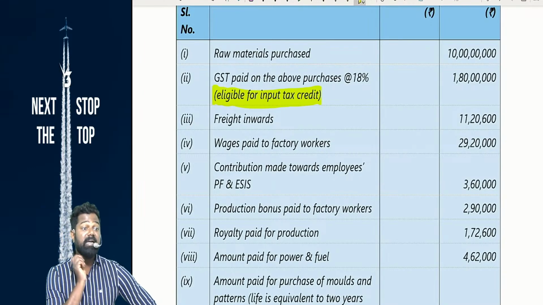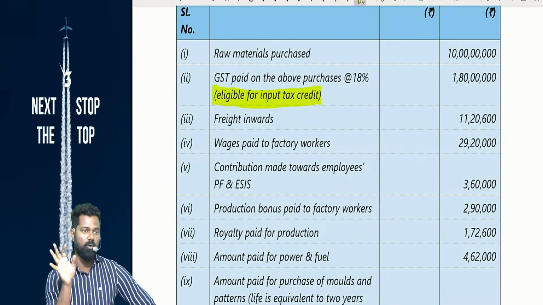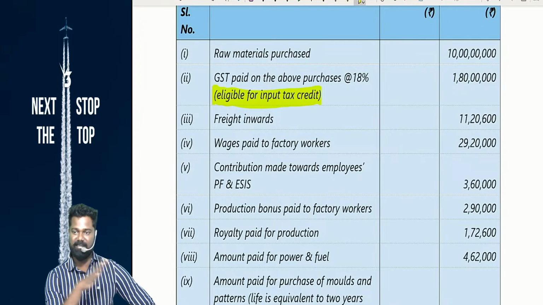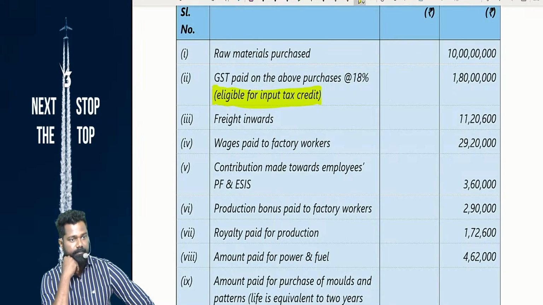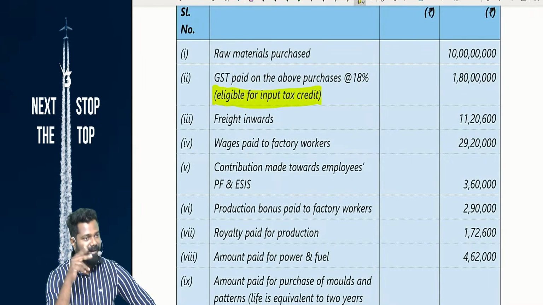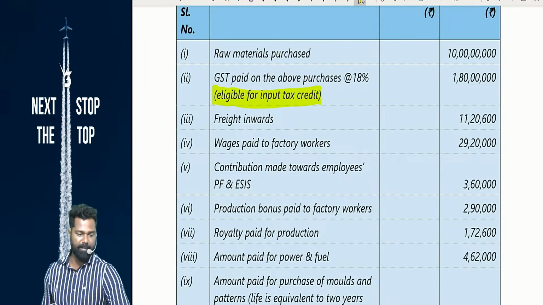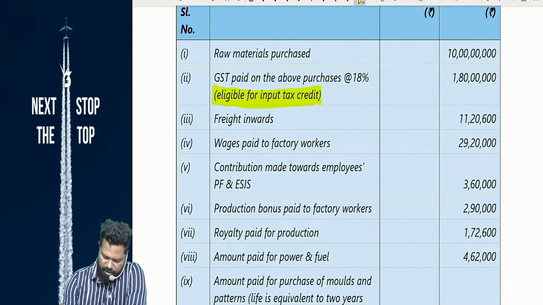It should not be considered. Whenever input tax credit is there, it should be ignored. It has no impact. If that is not there, then add it to the purchases. The cost of material has to be increased. Are you clear or not? Okay, next, tell me.